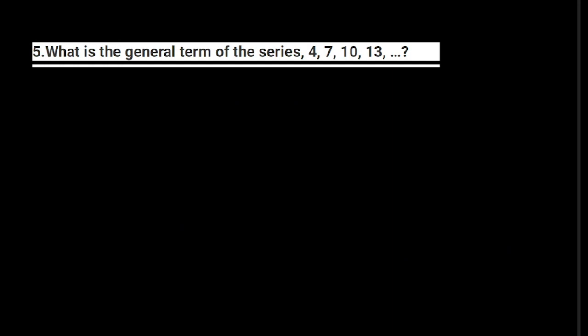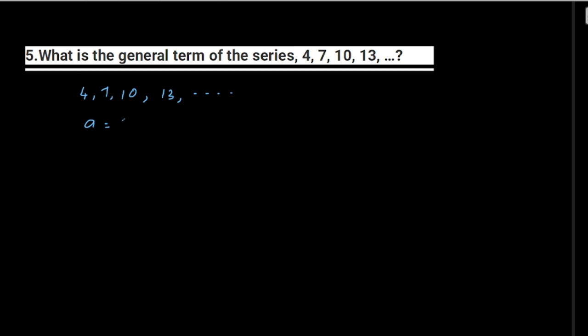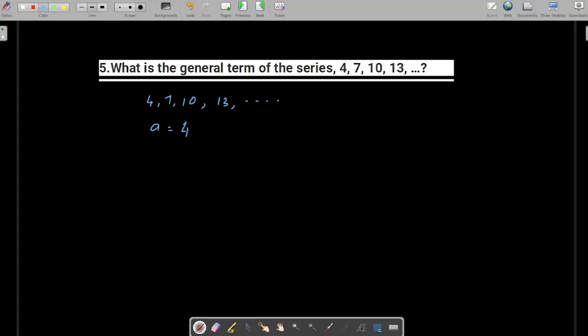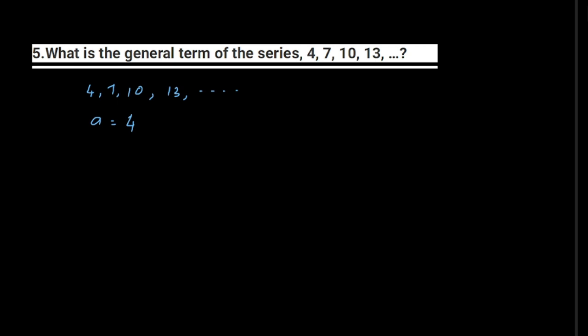Now the fifth question is: what is the general term of the series 4, 7, 10, 13 and so on? Here the first term is not 3, sorry. A is equal to 4. So a1 is equal to 4 and a2 is equal to 7. Therefore the common difference d is a2 minus a1, that is 7 minus 4, which is 3. So a1 is 4 and d is 3.